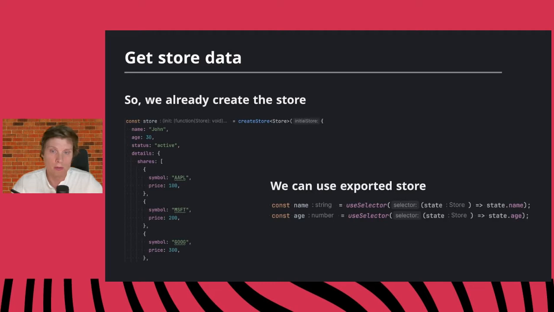Now we already created the store. We have an initial store over here, so we have to be able to use our data from that store. How are we going to do this? We're going to use the selector. The selector gets the state as the argument of the function, and that function will return to us the state. And from the state, we're able to read the name or age or details with shares and whatever it is. So we're able to grab this data and render this data.